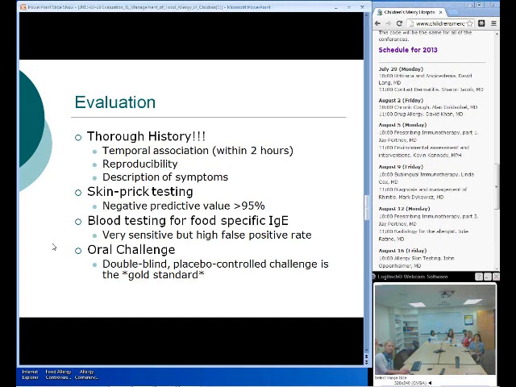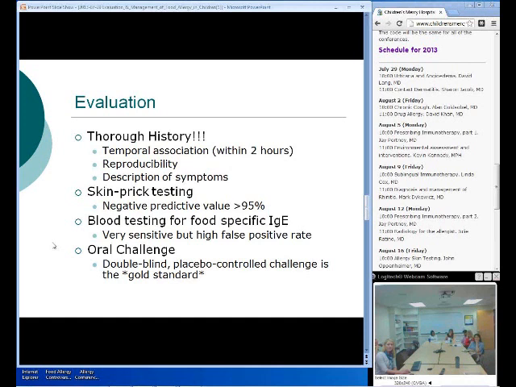And then reproducibility. Of course, some parents may not recognize symptoms the first time if it were a mild reaction, and then maybe they give that kid the allergen a second time, and then it's more significant. So recognizing what the symptoms are, the description of those symptoms, and whether or not they're reproducible.